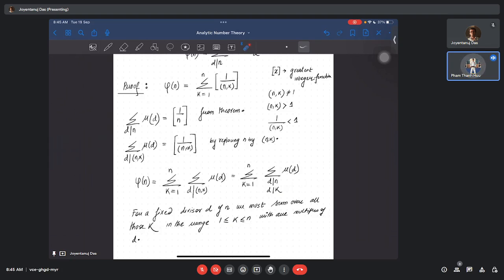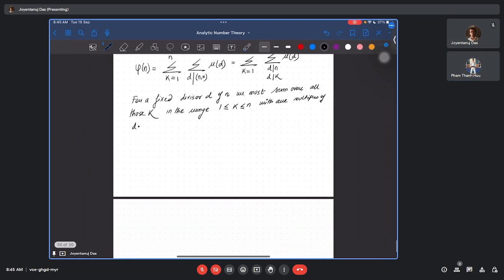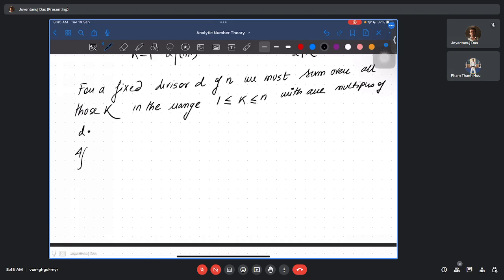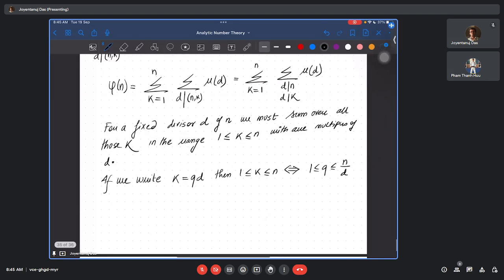So if we write k equal to some q times d, because d divides k, then 1 less than or equal to k less than or equal to n holds if and only if q lies between 1 and n by d, right? Since k is varying from 1 to n, this will only hold for some q that lies between 1 and n by d.